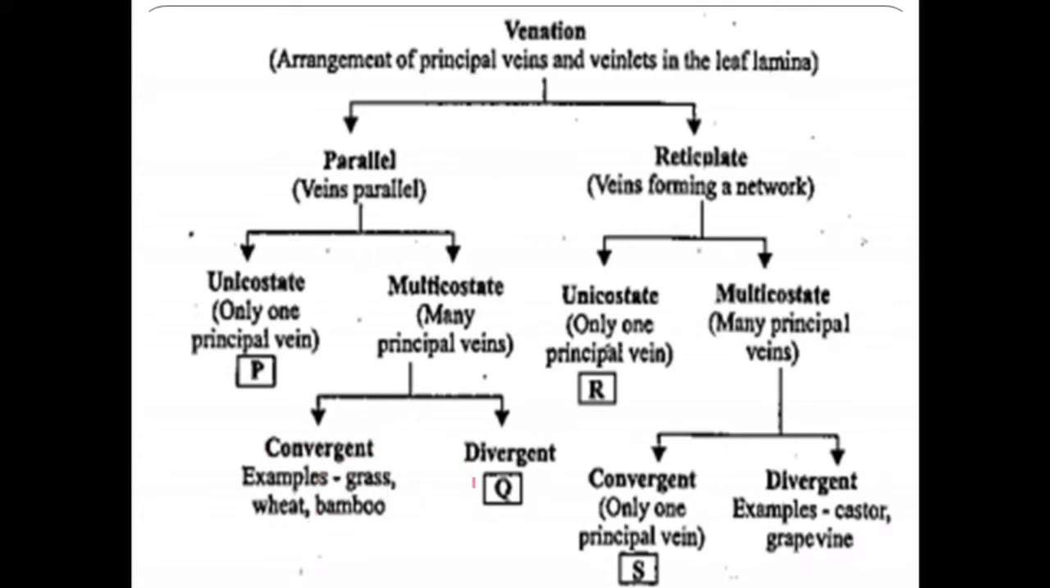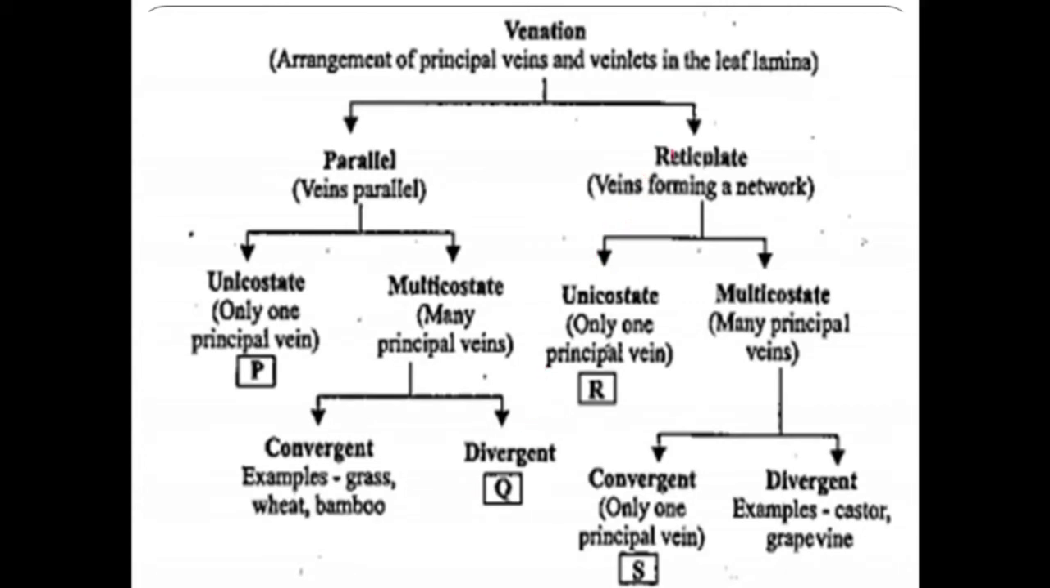Like the divergent. Divergent means what happens? The veins or midribs originate from a single point, but they spread into the lamina. They should not join or coincide at the tip. Just like the palm of the hand with fingers, it can spread in all directions. So this is called divergent.